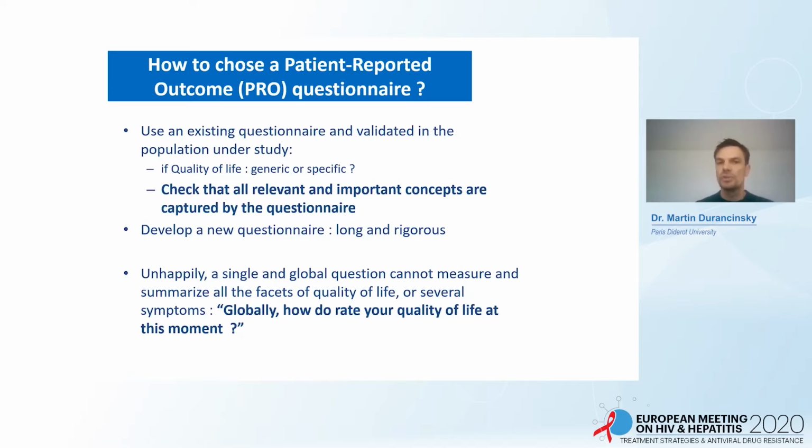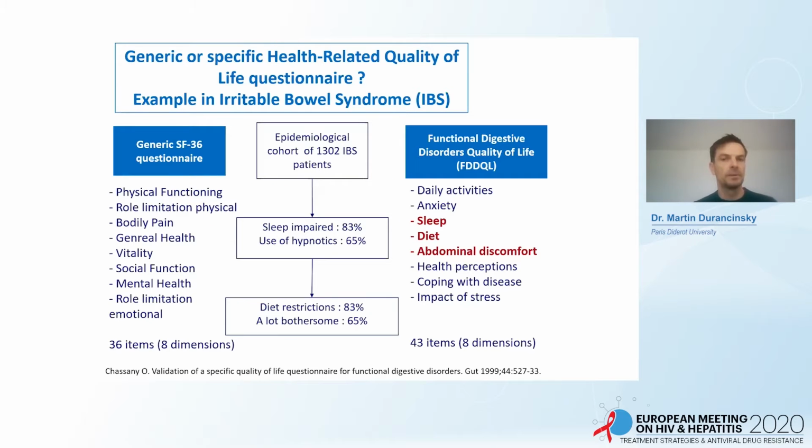When we do a study, how to choose a patient-reported outcome questionnaire, we really should think about use to existing and validated questionnaire. And maybe the first question will be, should we use generic or specific? We should check that all relevant and important concepts are captured, because to develop a new questionnaire is really long and rigorous. Unfortunately, if you ask a single item about quality of life globally, how do you rate your quality of life at this moment, bad or good, you will not capture the complexity of quality of life. This is an example, not in HIV, but it's very similar. This is in irritable bowel syndrome. If we should choose generic questionnaire or specific questionnaire.